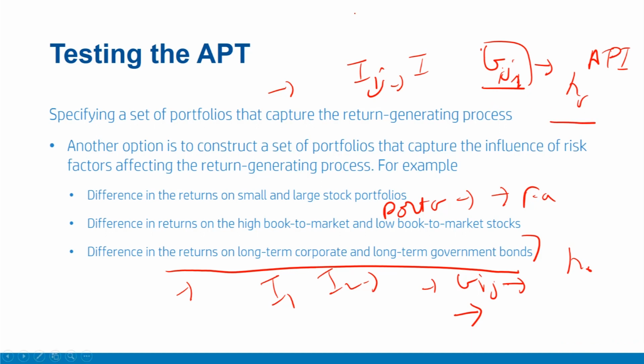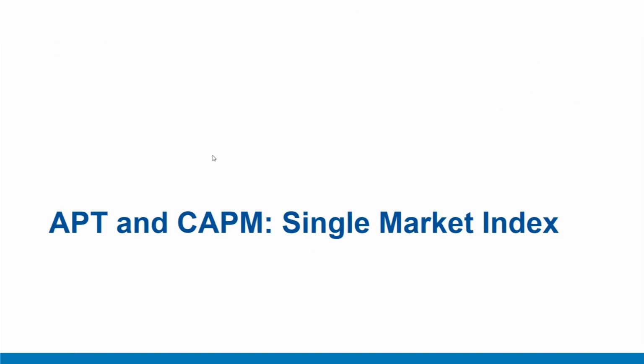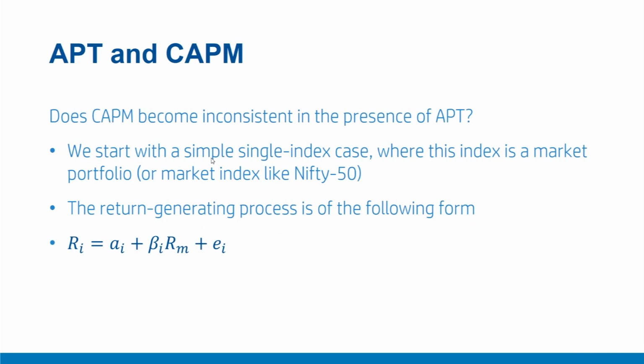APT and CAPM, single market index. In this video, we'll try to answer the question whether CAPM becomes inconsistent in the presence of APT where a single market index is available. To answer this question, whether CAPM becomes inconsistent in the presence of APT, we start with a simple single index case.